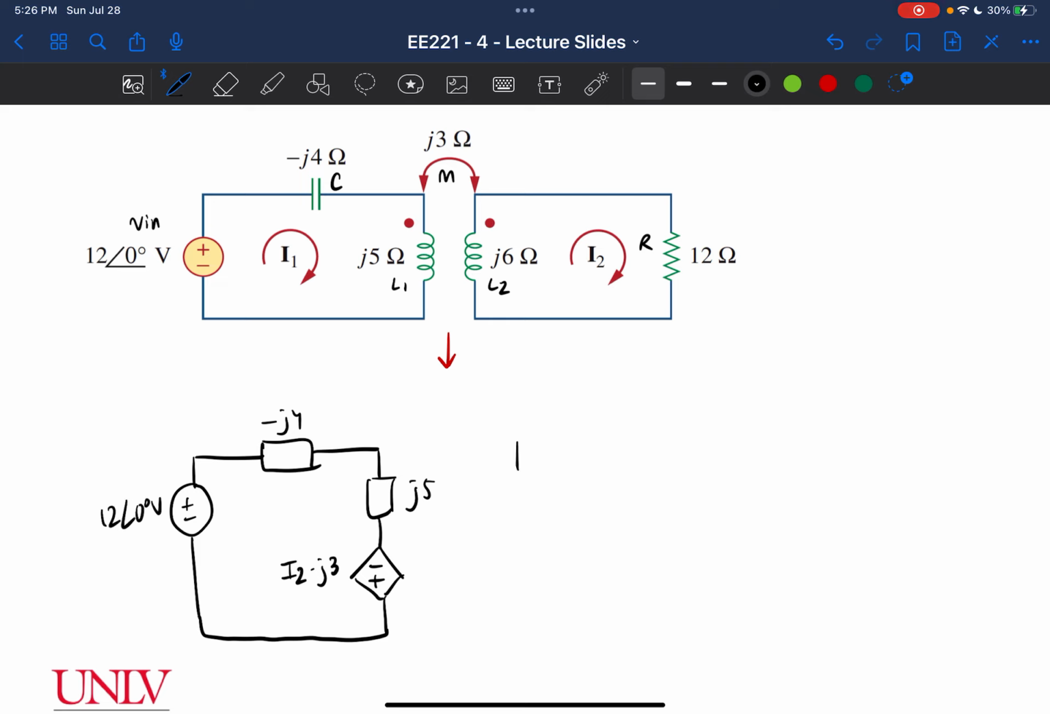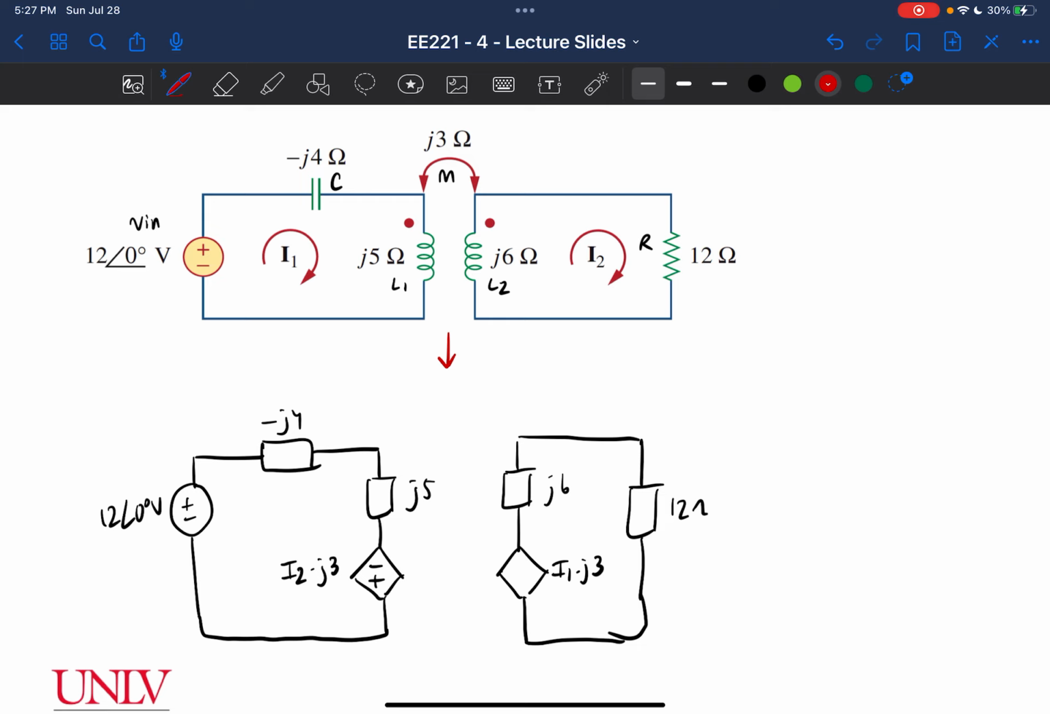One more time for the other side. I've got j6 here. I've got 12 ohms here. And then I'm going to have an induced voltage source. This time we're looking at I1, so it's going to be I1 times j3. We already know the size, but we don't know the polarity, so let's look at the polarity.